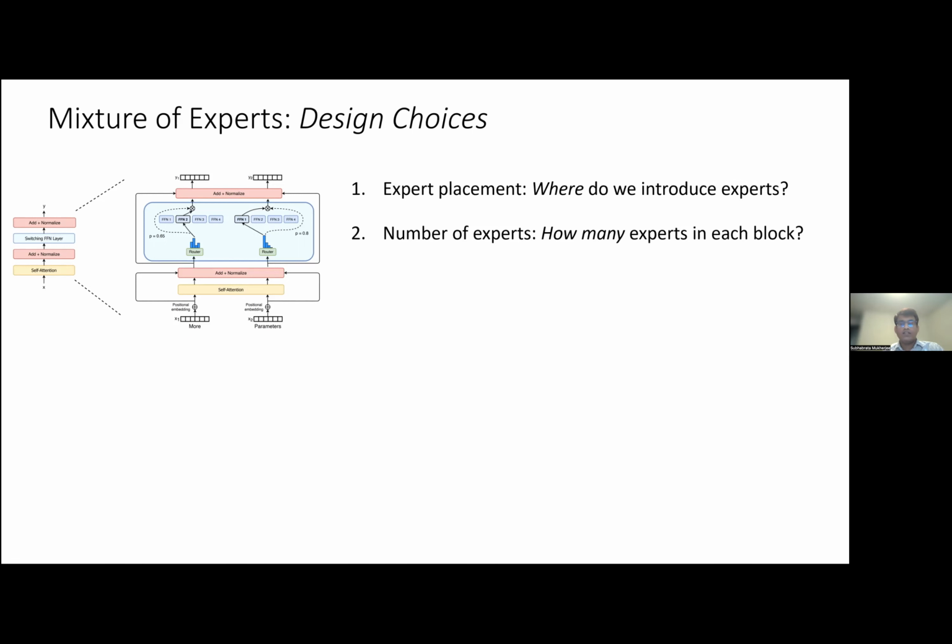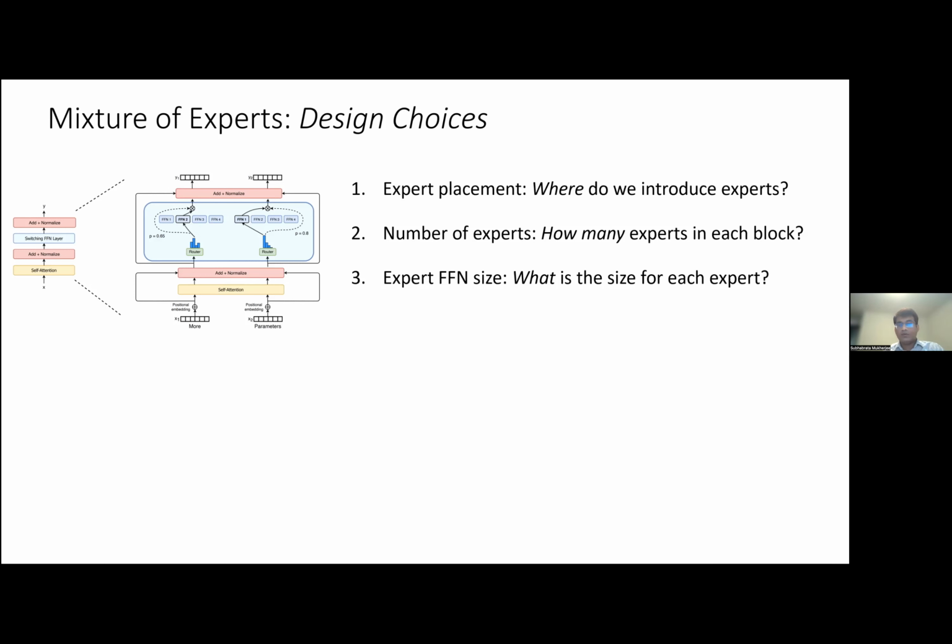The second thing is the number of experts. How many experts should you introduce in the model? You could also incorporate some notion of heterogeneity, for example, variable experts in different layers. Should you put more experts in the lower layers versus the higher layers and so on? And we would again want a design that gives us a principled policy.